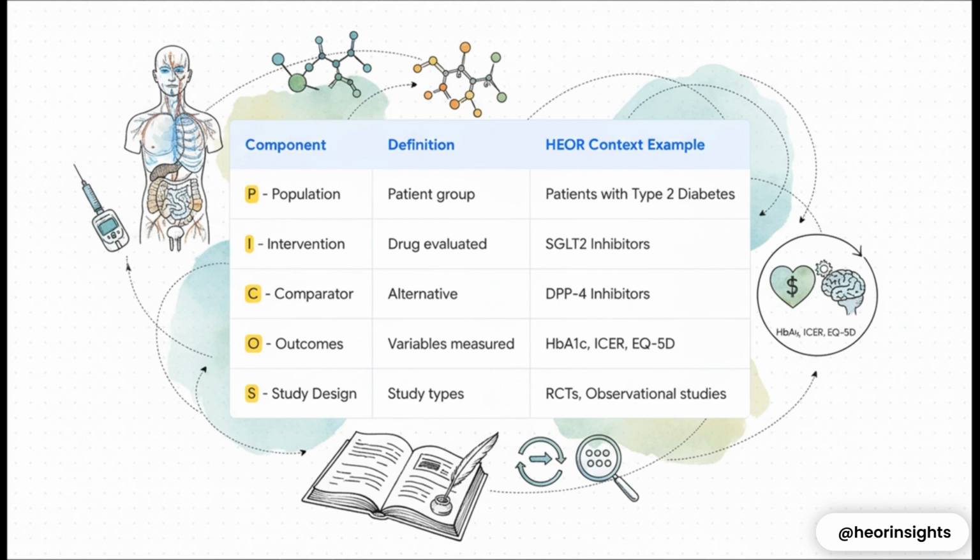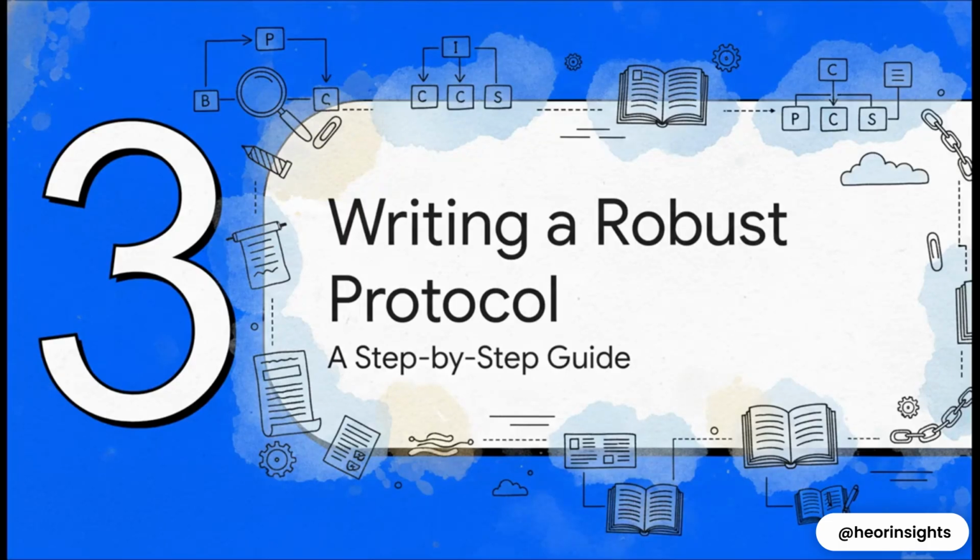The intervention being evaluated is SGLT2 inhibitors. This is compared to DPP4 inhibitors. The measured outcomes include clinical endpoints like HbA1c, economic measures like the ICER, and patient-reported outcomes. Finally, the admissible study designs are limited to RCTs and observational studies. With a clearly defined PICOS question, the next step is to write the protocol document itself.